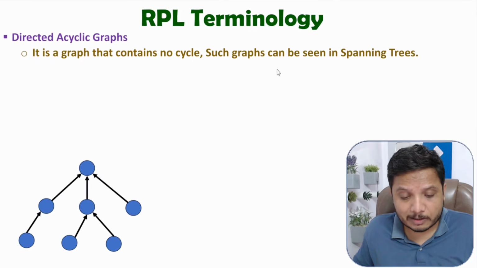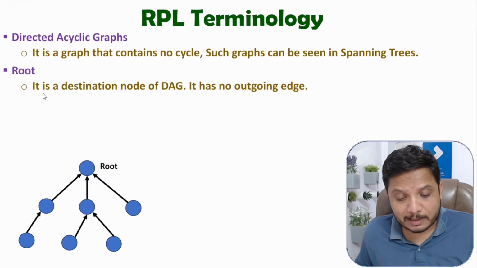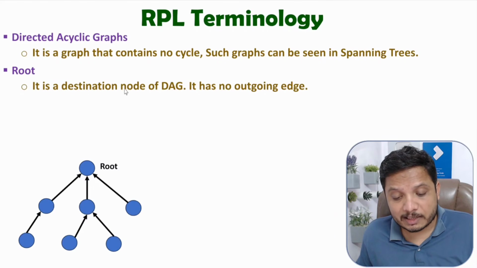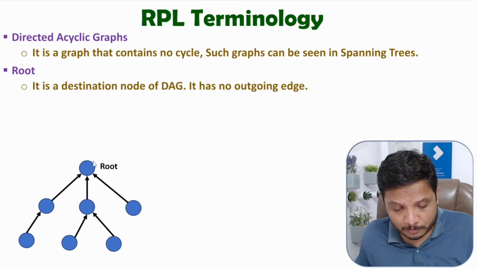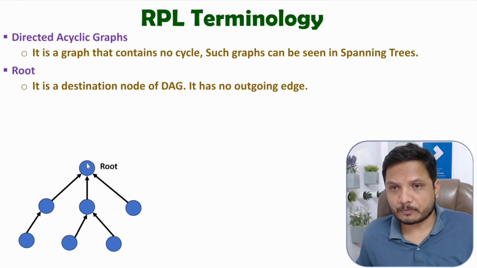Now the next terminology is root. Root is the destination node of the DAG. DAG means directed acyclic graph. For this directed acyclic graph, if you observe, the destination for all these nodes is this root node. So root is the node which is the destination node of the DAG. It does not have any outgoing edge. If you observe here, this root node does not have any outgoing edge.